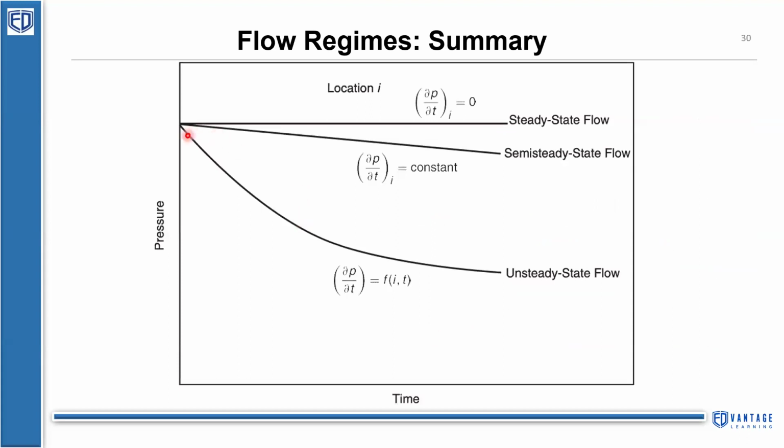So summary, the pressure versus time response will be like this. In steady state flow, it is constant. In semi-steady state, it is declining constantly. The rate of change of pressure is constant at any point. In unsteady state flow, it is declining exponentially because it is a function of both radius and time. R is position and T is time.